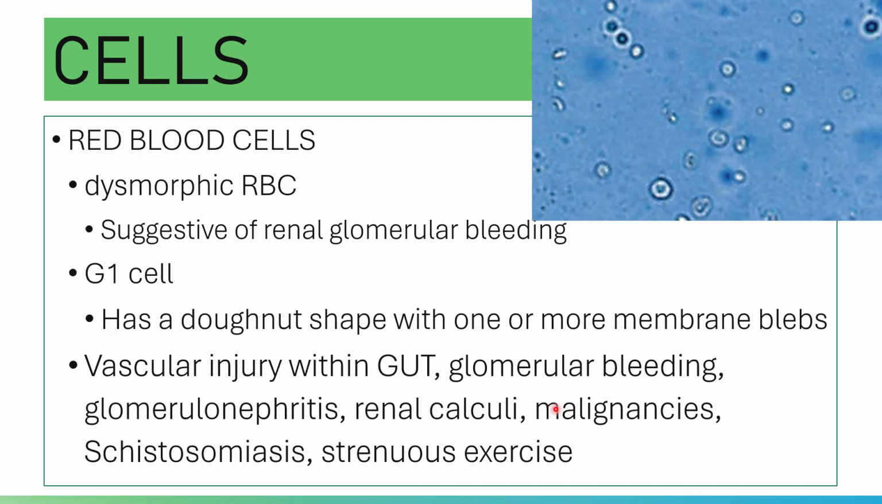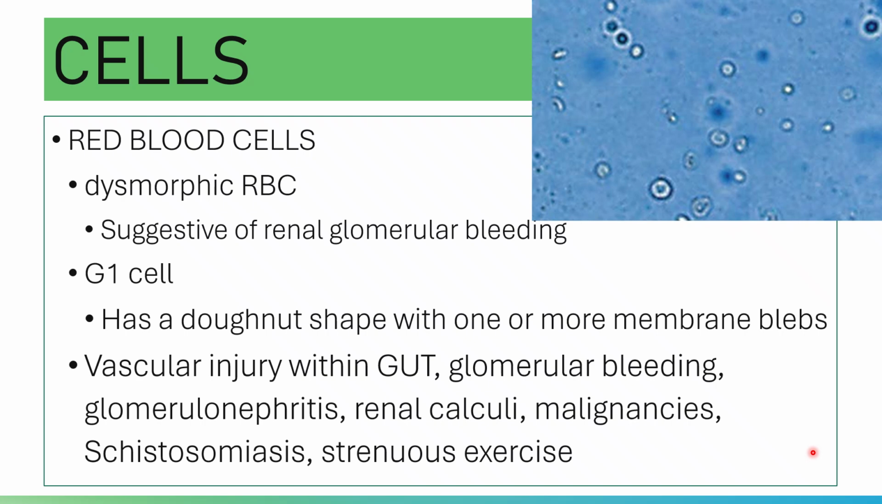What else? Acute febrile episodes, scurvy, and tumors of the colon and renal pelvis. These are extrarenal diseases associated with red cells in the urine.